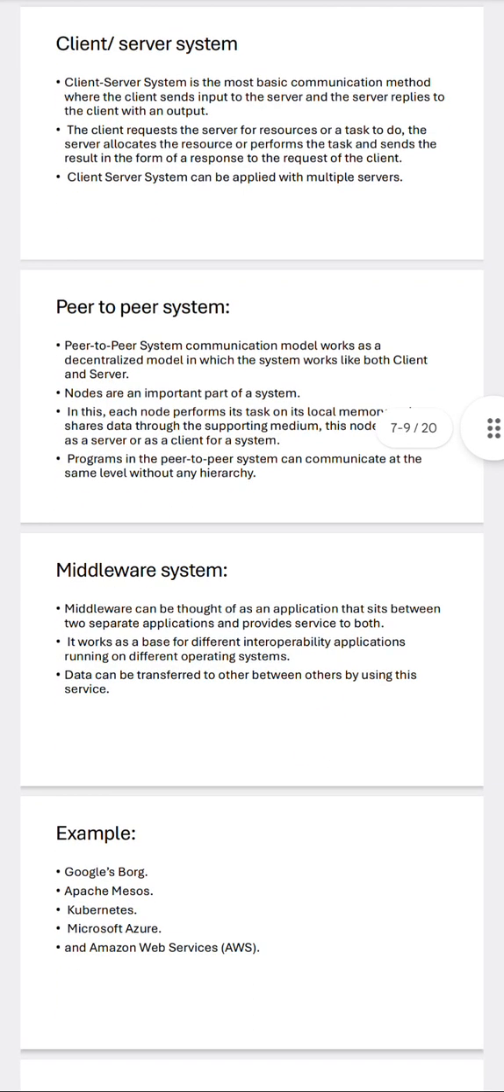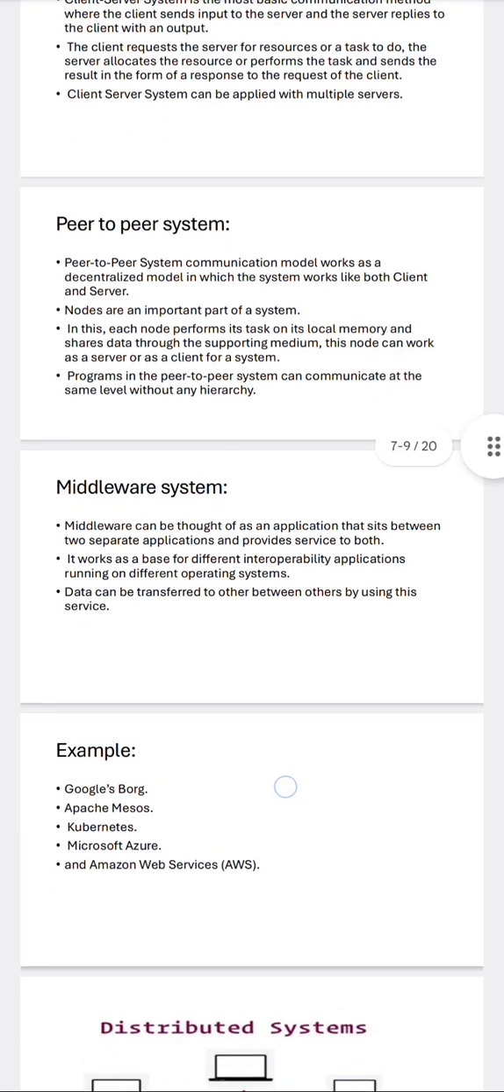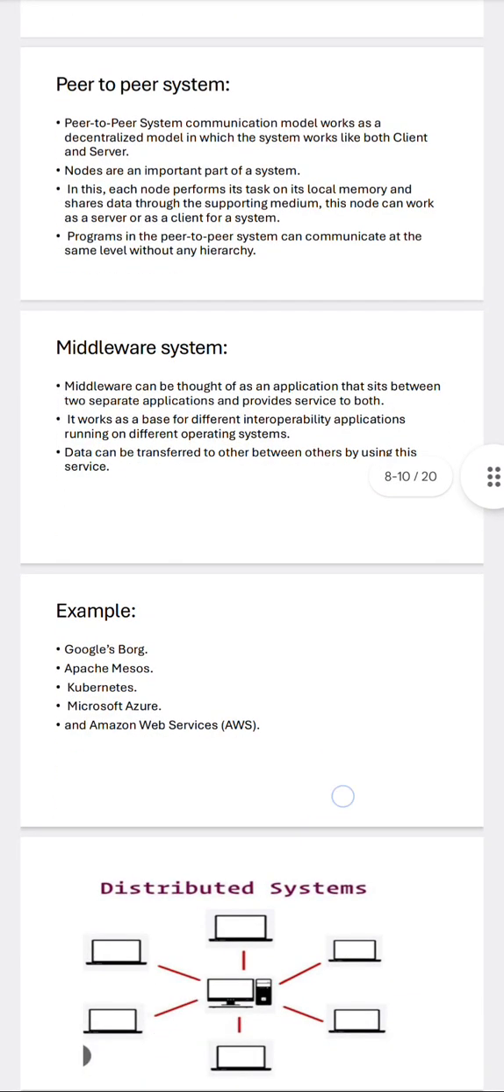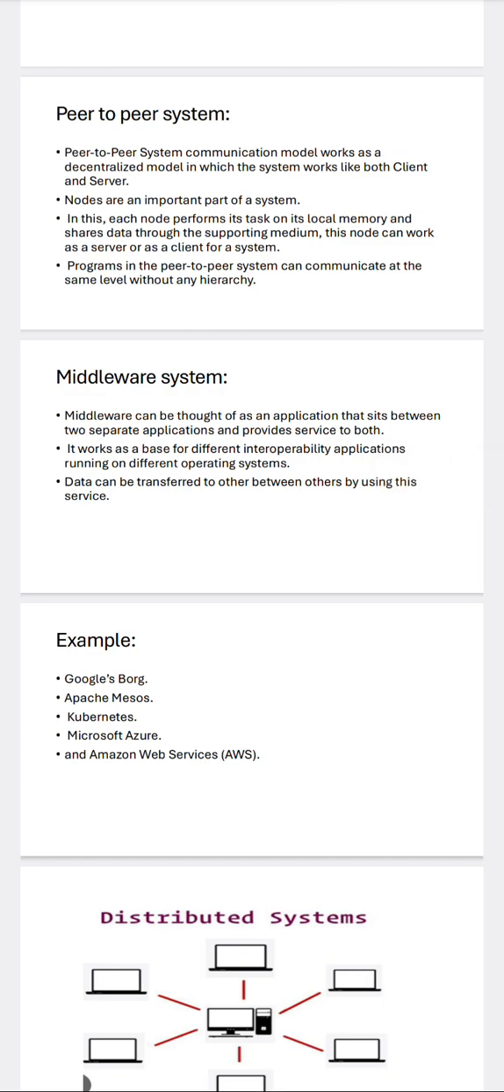The third one is middleware system. Middleware can be thought of as an application that sits between two separate applications and provides services to both. It works as a base for different interoperability applications running on different operating systems. And the data can be transferred between them by using this service. I have given some examples: Google Box, Apache Mesos, Microsoft Azure, Amazon Web Services, Kubernetes. These are some simple examples.